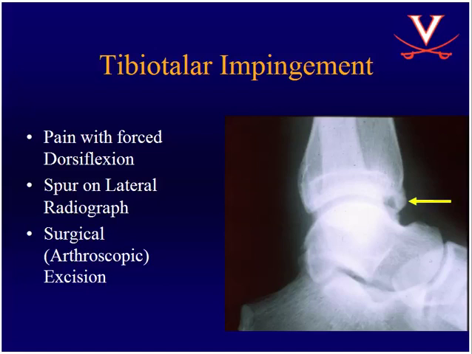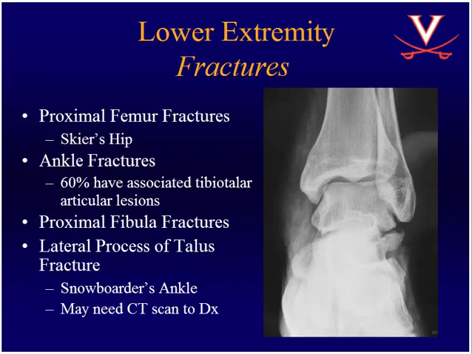Let's move on to tibiotalar impingement syndrome. Pain when the foot is dorsiflexed. You may see a spur as shown here on lateral radiographs. Treatment: arthroscopic excision. Lower extremity fractures have been touched upon already. Proximal femur, so-called skier's hip, is nothing more than a proximal femur fracture. Ankle fractures, you've got to be concerned about articular cartilage injuries. Proximal fibula fractures can be associated with ankle injuries.